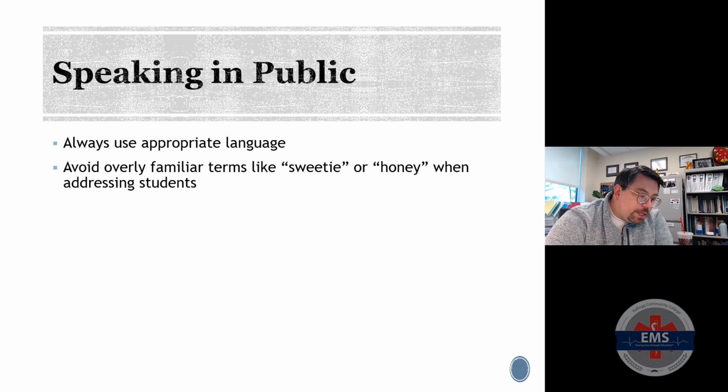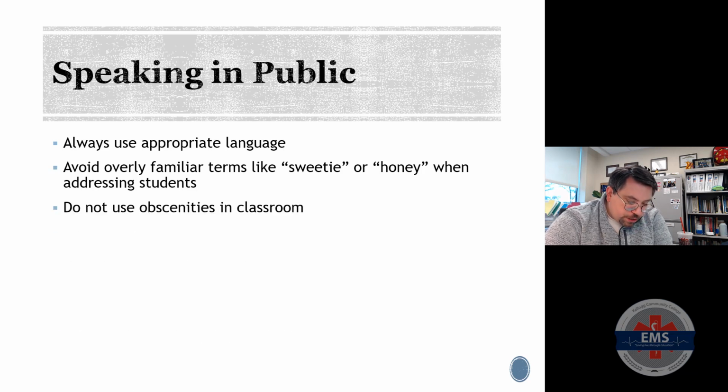We also don't want to be using any foul language or any obscenities within the room, especially even if you're amongst your peers. A lot of times we'll have this belief that, boy, we don't really have to worry too much. These are all my friends. But you do need to have that level of expectation that's going to set yourself apart from others, since you're the professional educator in the room.